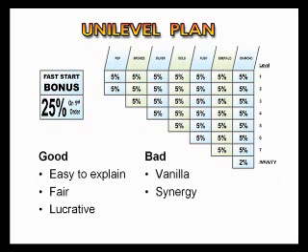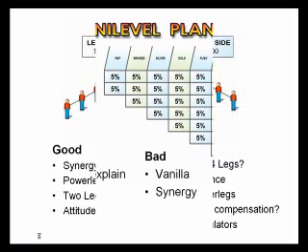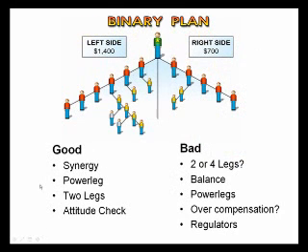Okay, let's talk a little bit about now the binary plan. Binary kind of implies two, because binary means two: bicycle, bifocal, it means two. Now, the binary plan is very unique in that you have a structure here where you have a left side and a right side.